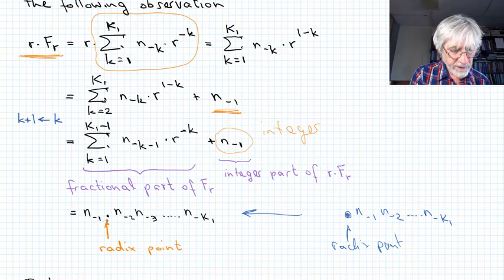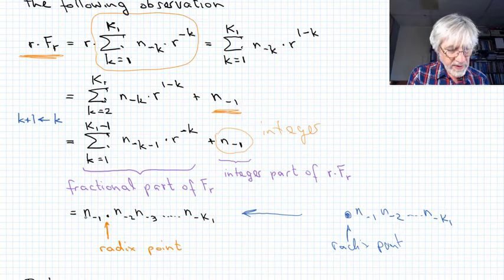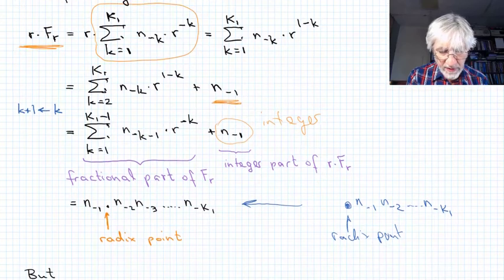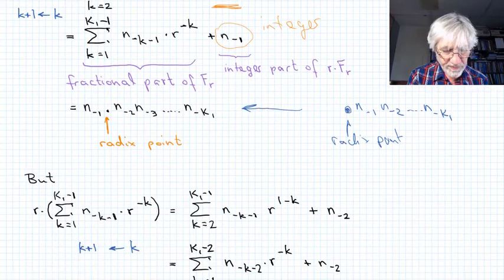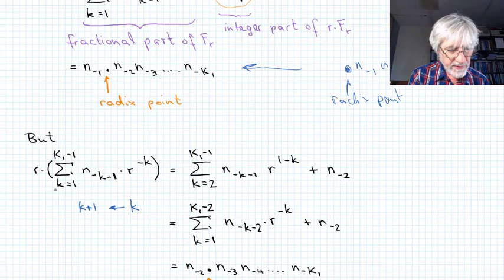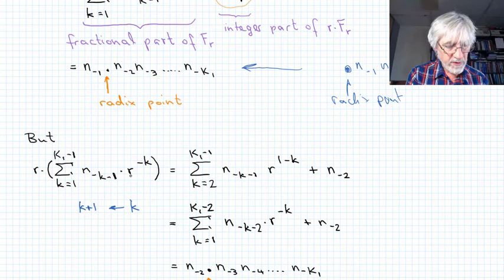And so now we have to the left of the new radix point n sub minus 1, and to the right we have the remaining fractional part, which consists of n sub minus 2, n sub minus 3 up to n sub minus K sub 1. And of course we can repeat that now. We can take this sum from k equal to 1 up to capital K sub 1 minus 1 of n sub minus k minus 1 times r to the minus k, which is the new fractional part, multiply this by r, and thereby shift everything to the left again by r.